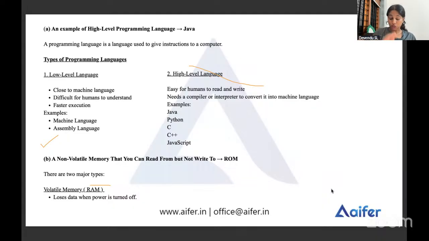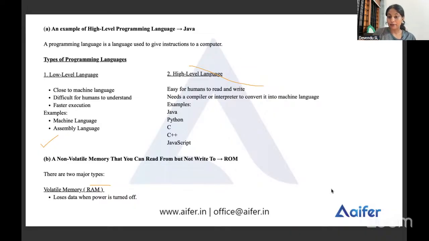is wrong. So there are two types of memories, volatile and non-volatile. RAM is a volatile memory. What does volatile memory mean? Volatile memory means the memory that we use when we're running a program on a computer stays only when the computer is switched on. These memories lose data when the power is turned off. When the computer is turned off, this memory gets lost.